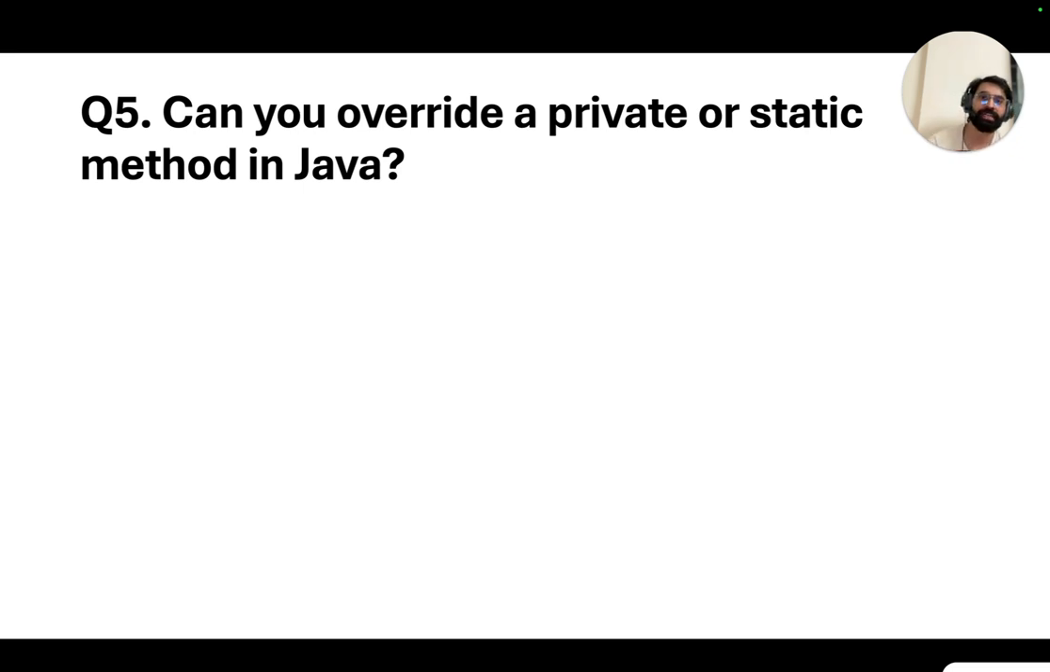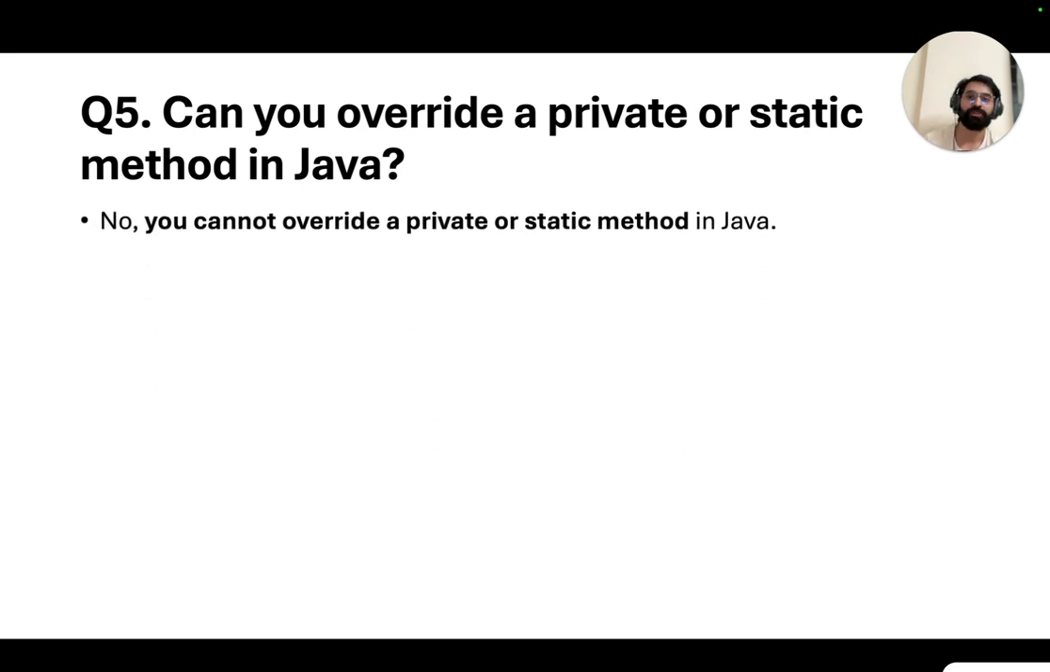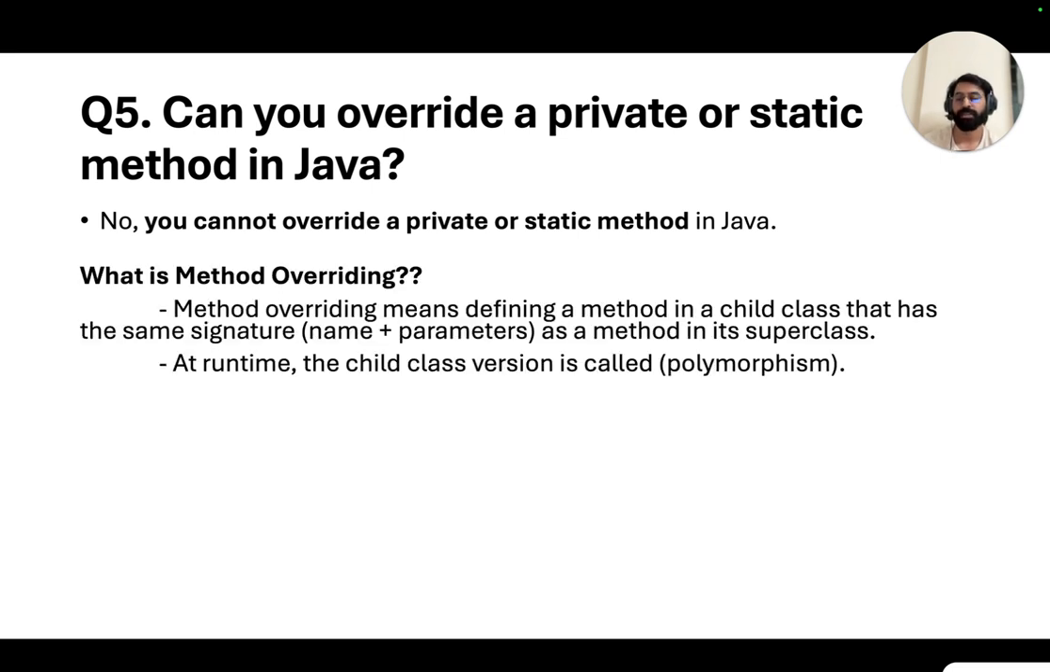So can you override a private or a static method in Java? This is also a very interesting and important question. So can you override a private or a static method in Java? Let's see. No, you cannot override a private or a static method in Java. Why? For that we need to understand method overriding.